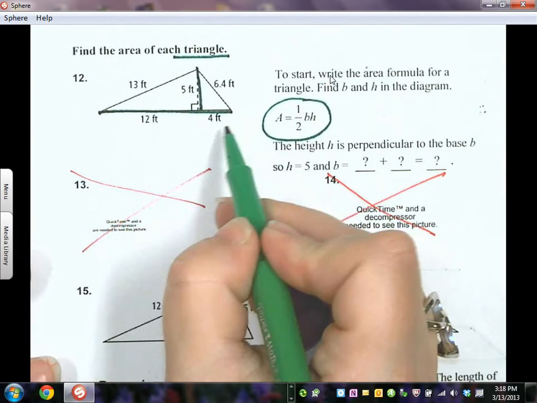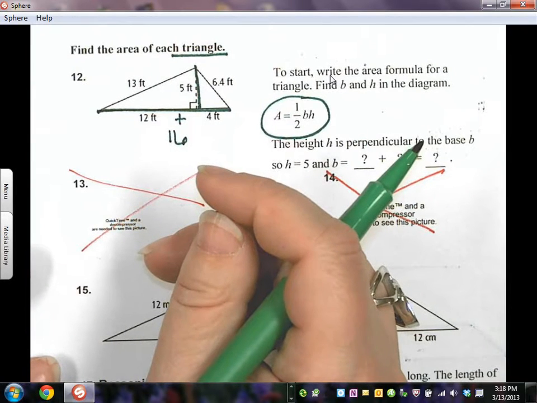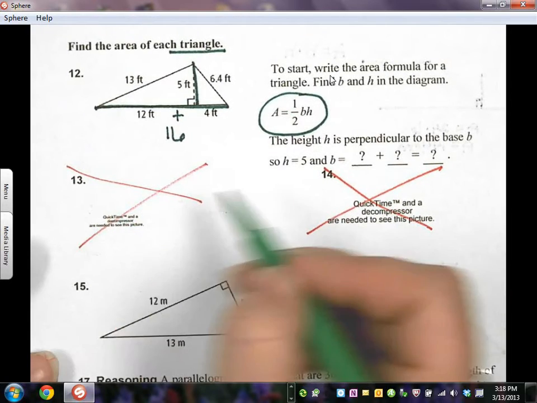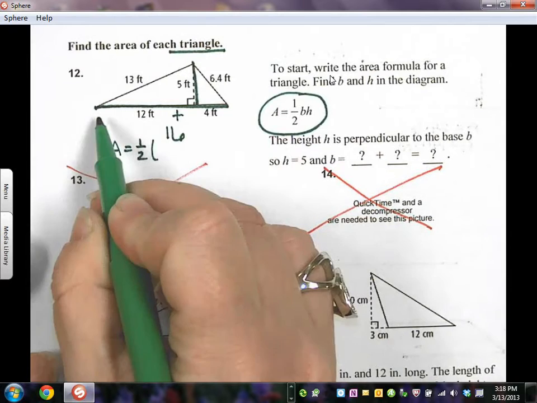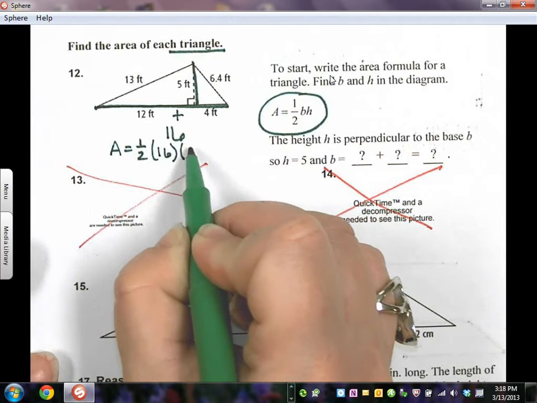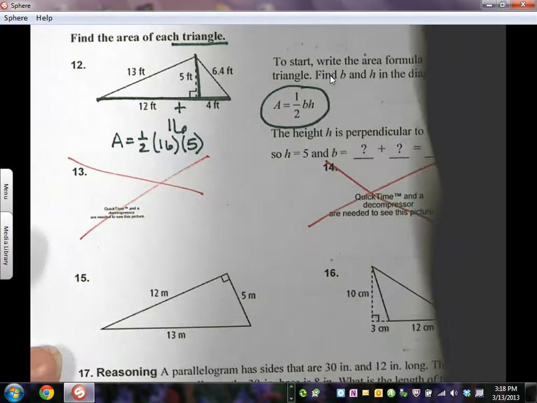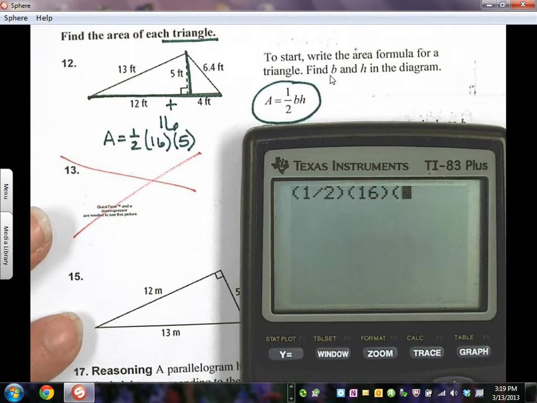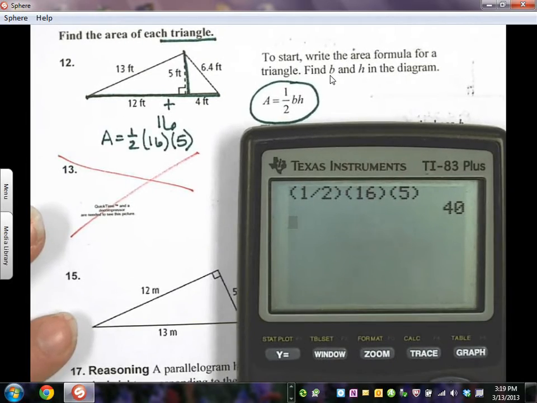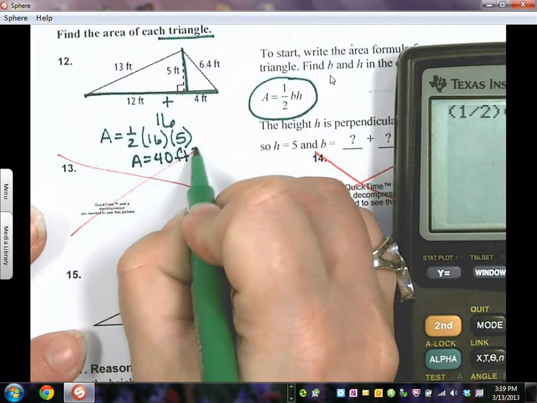Well, what is this whole thing altogether? 12 plus 4 is 16. You're doing number 21. Okay? So we have the area equals 1/2, my base is 16, times my height, which is 5. You could do a couple of things. You could put this all in the calculator. You could just type it all straight in like this: 1/2 times 16 times 5. And it's 40. That did all the math for you. We know the area here equals 40 feet squared.